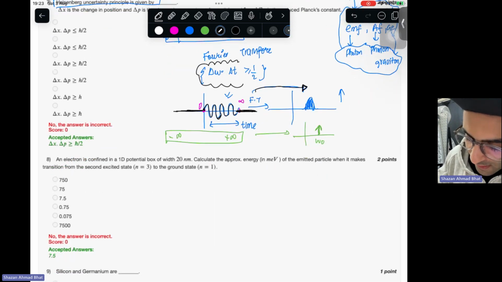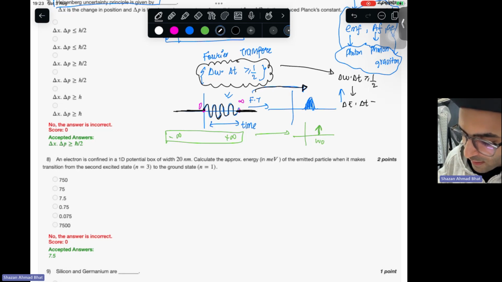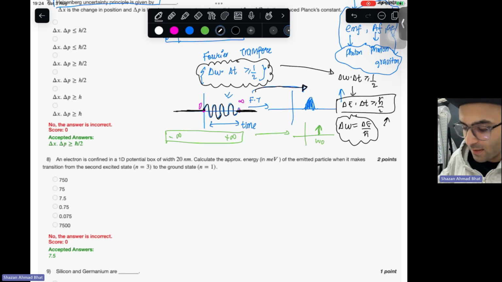And that basically is one of the simplest explanations of why Heisenberg's uncertainty principle is there, because there is a frequency-time uncertainty. And because of the frequency-time uncertainty, you can write delta omega times delta t greater than or equal to 1 by 2. You can write this in terms of energy as delta E delta t greater than or equal to h bar by 2, because you can write delta omega as delta E by h bar. That is the simplest kind of understanding of Heisenberg's uncertainty principle.